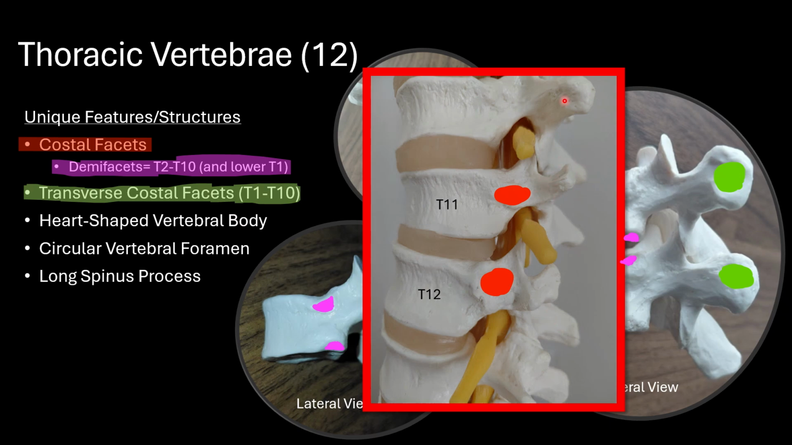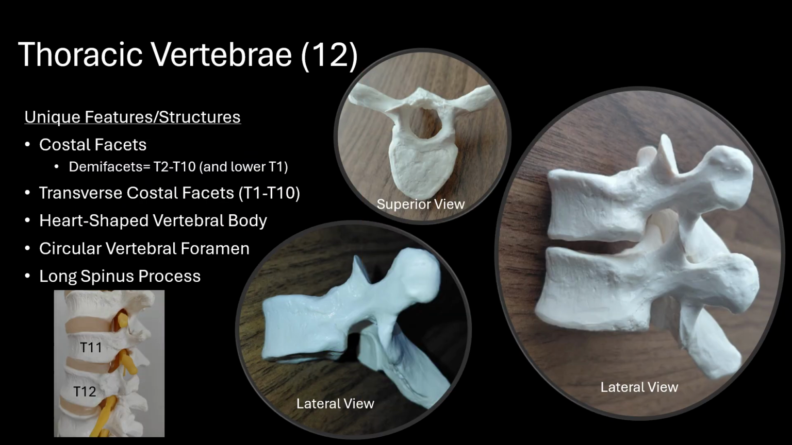As we're going downward in the thoracic spine, they're getting smaller, and notice that I do not have transverse costal facets on them. That's because T11 and T12 ribs are floating ribs, thus they do not articulate with the transverse processes. Note that T1 does have a complete upper costal facet, while the lower one is a demifacet.